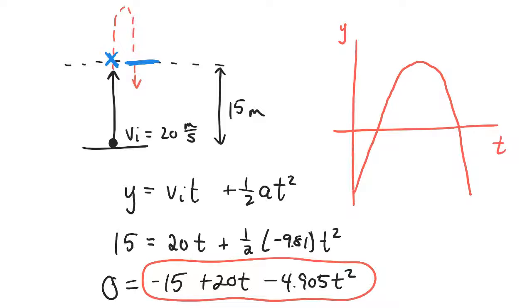So I'm giving you guys a couple seconds here to go ahead and figure out what the x-intercepts are for this graph. Where is the height equal to 0? Here and here. And what times does this occur?